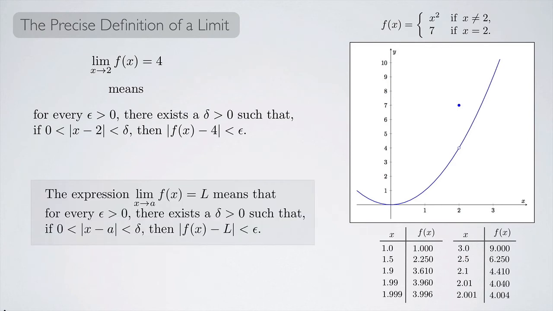We can generalize this and say that the expression limit as x approaches a of f of x equals L means that for every epsilon greater than 0, there exists a delta greater than 0 such that if 0 is less than the absolute value of x minus a, which is less than delta, then the absolute value of f of x minus L is less than epsilon. And this is just a mathematical way of expressing this idea of a limit.